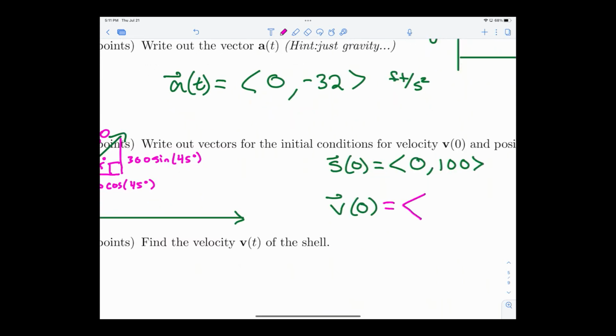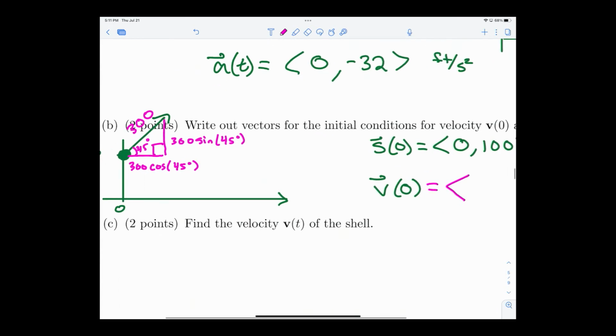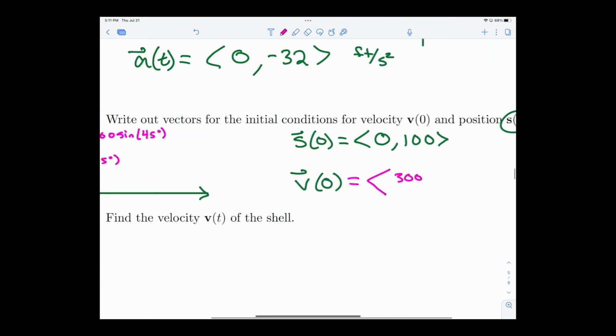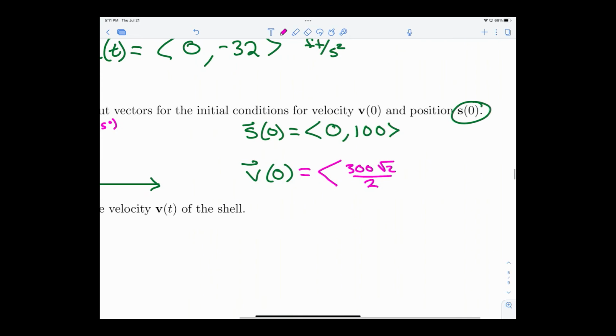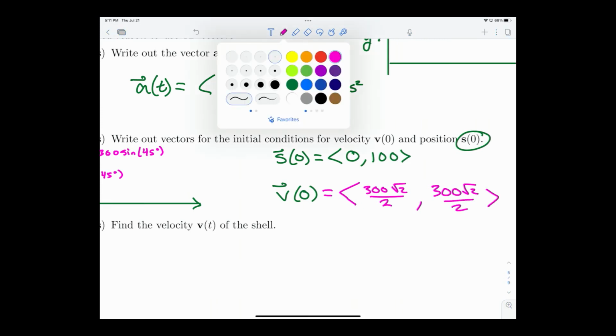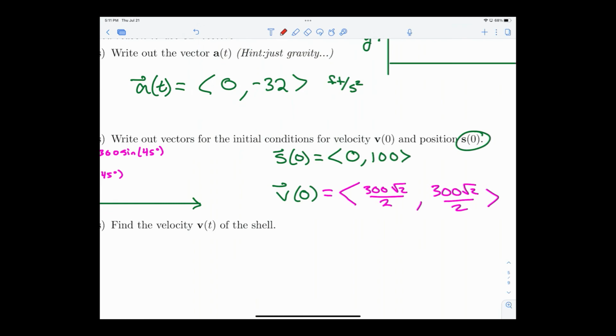So what we get is that the x component, which is 300 cosine 45, is going to be 300 times square root 2 over 2. And then the y direction is going to be 300 sine of 45 degrees, which is also square root 2 over 2. I don't know what my brain was doing there to make that take a long time. But there we go. So these are what we get.